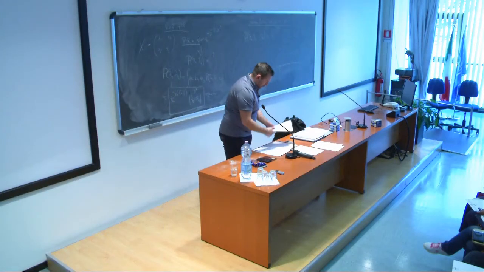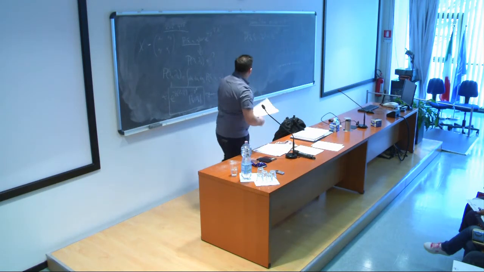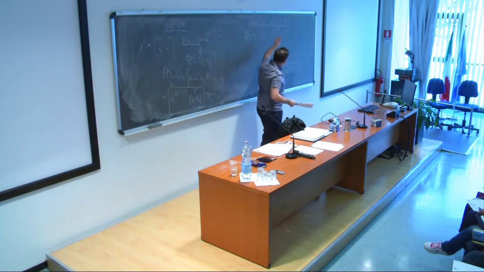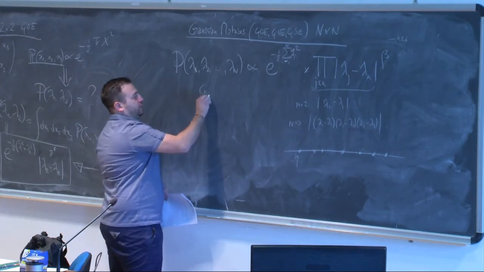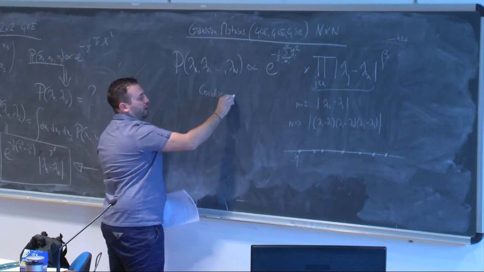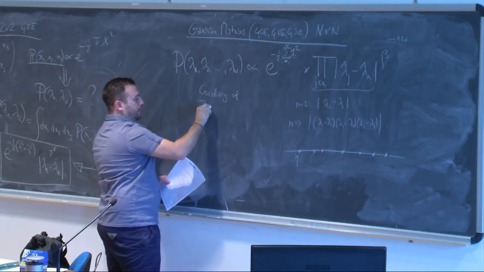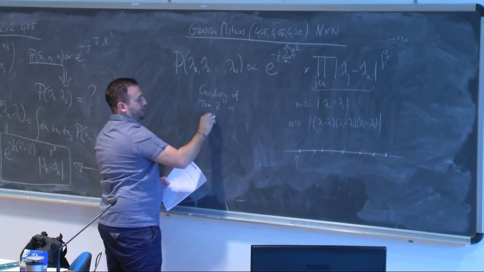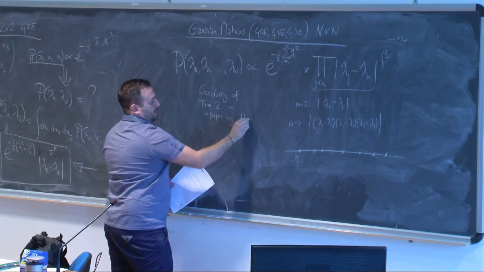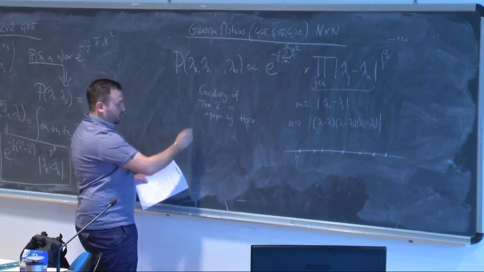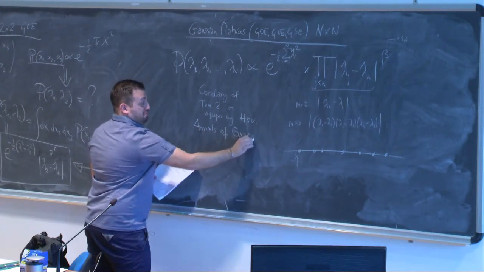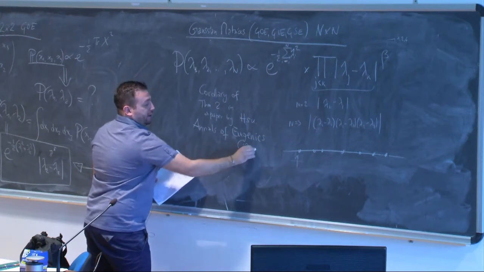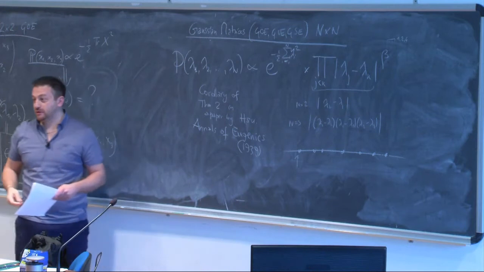So I asked myself the question: when did this formula first appear? So when was this actually discovered? And there is some interesting historical observation. So this formula is a corollary of theorem 2 in a paper by Hsu, don't know how to pronounce it, which was published in the Annals of Eugenics in 1939.